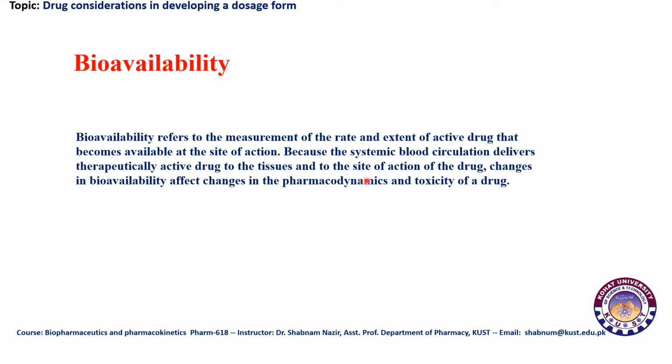Once the drug gets available in the systemic circulation, then it is able to reach the site of action. So changes in bioavailability matter. If, for example, the manufacturing or the product formulation is not able to deliver, meaning it is not able to disintegrate properly, not able to dissolve and get absorbed properly, and so not able to deliver the desired drug concentration at the site of action, that definitely affects pharmacodynamics and toxicity of a drug.